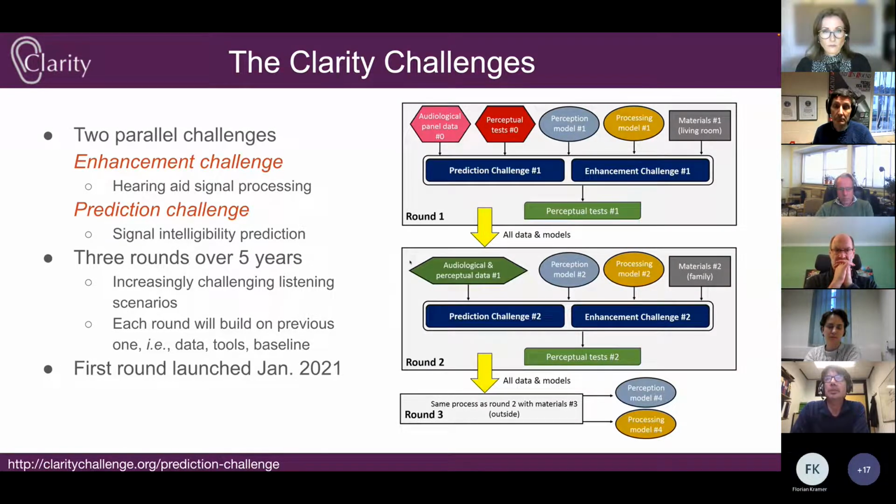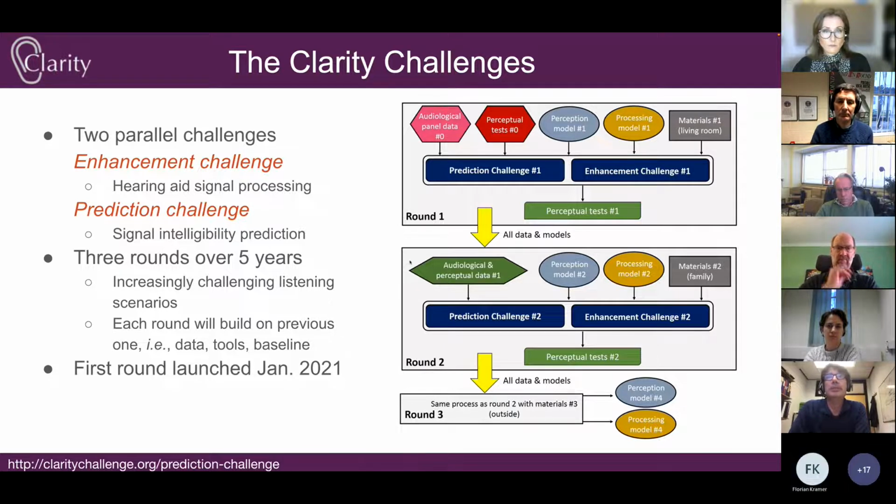The structure of the challenges is something like this. In the proposal, it was very clear that we wanted to run enhancement challenges. By enhancement challenges, I mean we give people signals. We say, here's a signal that's going to be listened to by a person with a characterized hearing impairment. And we say, can you design some hearing aid processing which will improve the quality of the signal? And by quality, I mean, can you make this speech signal more intelligible to the hearing impaired person? So this was the primary aim.